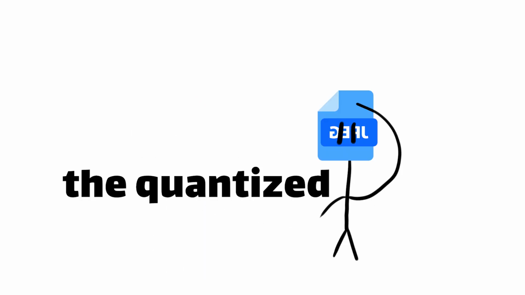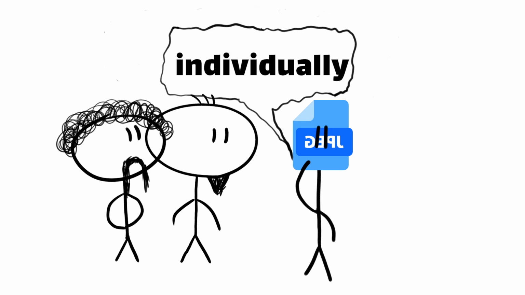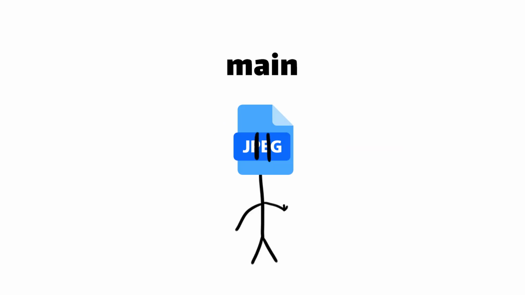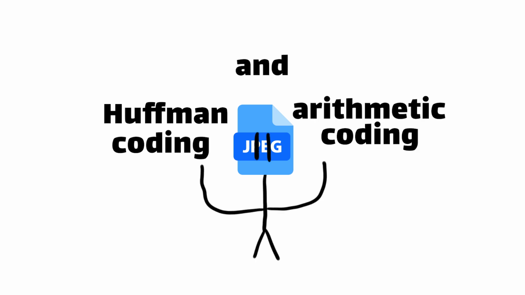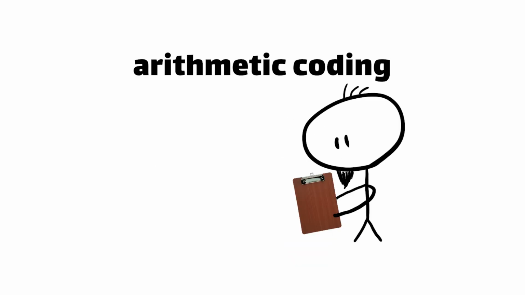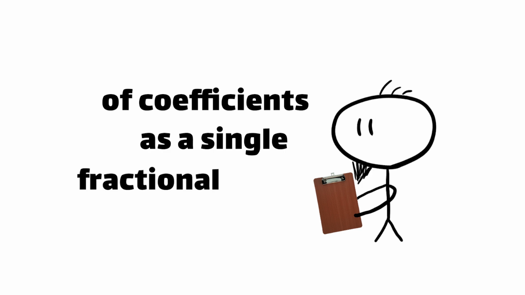JPEG looks at the quantized coefficients and says, "Hey, I notice a lot of these coefficients have the same value. Instead of storing each one individually, let's assign shorter codes to the most common values and longer codes to the less common ones." It's like a secret code, but for image data. JPEG employs two main entropy coding techniques, Huffman coding and arithmetic coding. Huffman coding assigns shorter codes to more frequently occurring coefficients and longer codes to less frequent ones, while arithmetic coding represents the entire sequence of coefficients as a single fractional value.